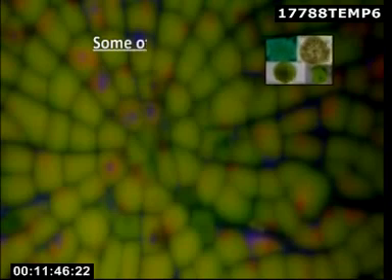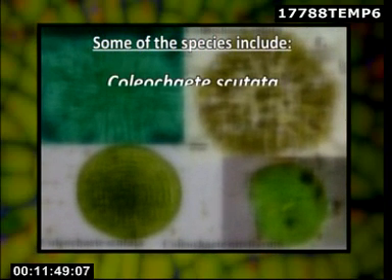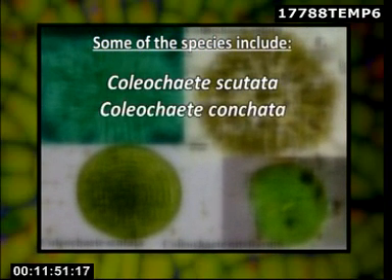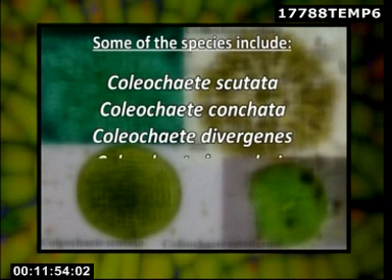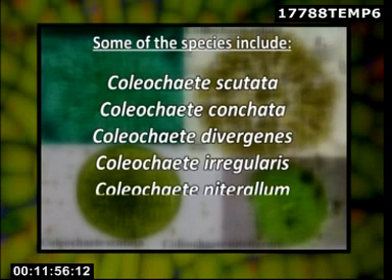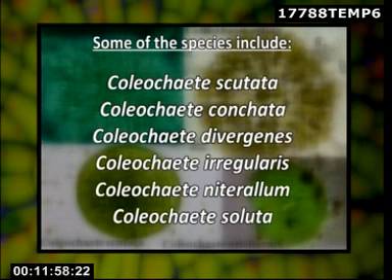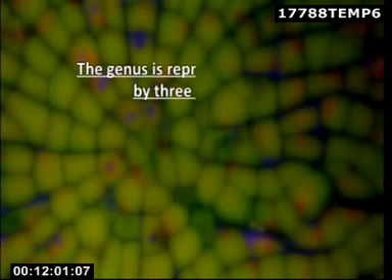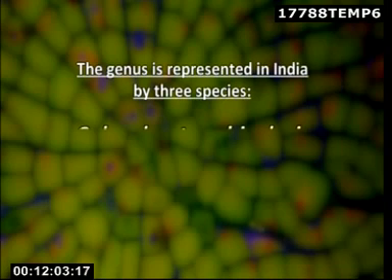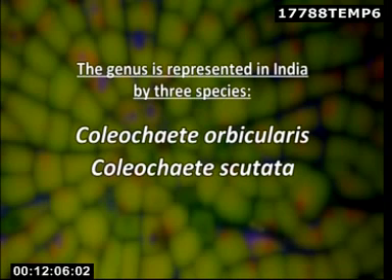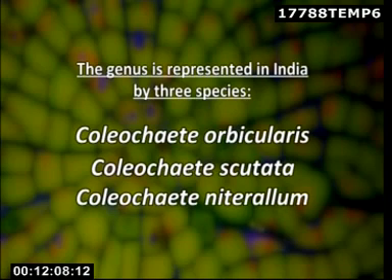There are 31 species and infraspecific names in the algal database at present for Coleochaete, out of which 16 have been flagged as taxonomically accepted. Some of the species include Coleochaete scutata, Coleochaete cantata, Coleochaete divergens, Coleochaete irregularis, Coleochaete nitellarum, and Coleochaete soluta. The genus is represented in India by 3 species which are Coleochaete orbicularis, Coleochaete scutata, and Coleochaete nitellarum.